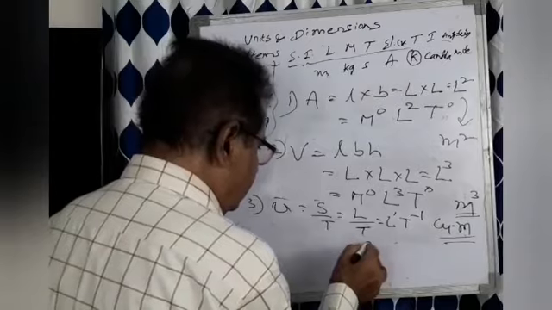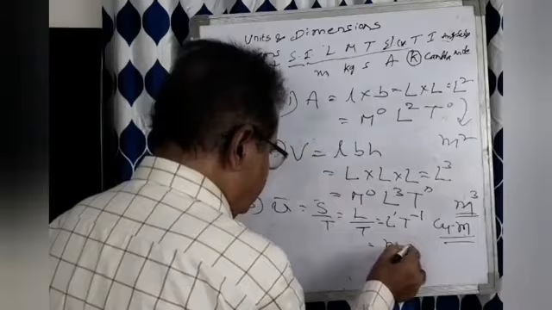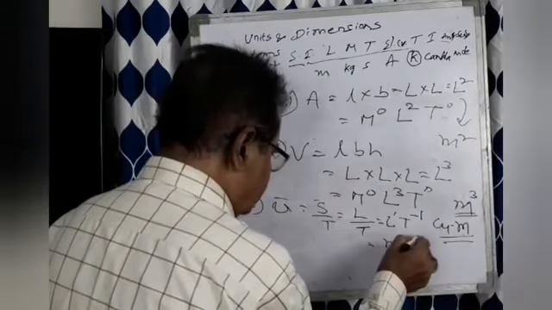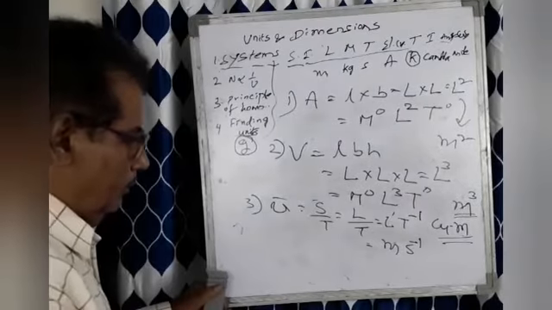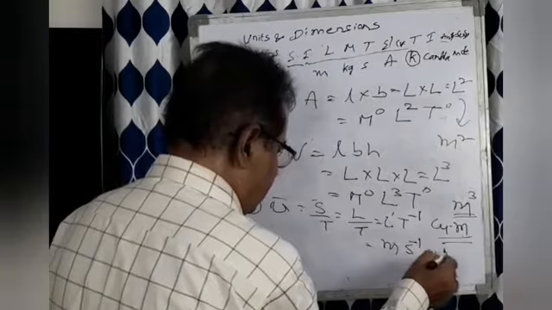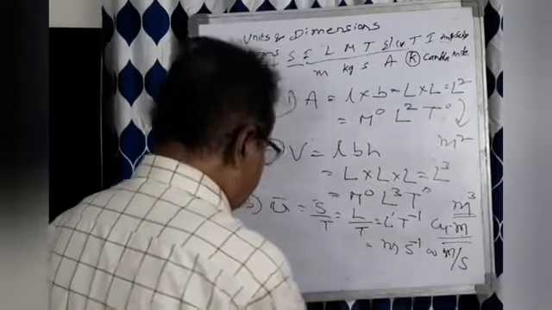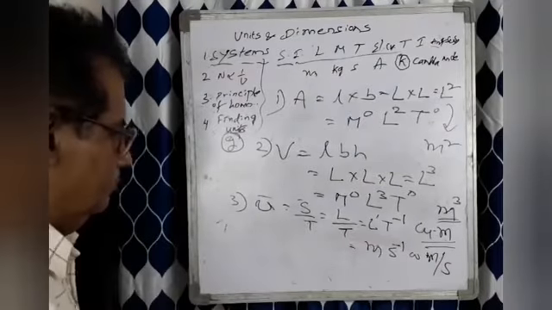So what is the unit of velocity here? L means meter. T power minus 1 means second power minus 1, second inverse. You got meter second inverse, or you can simply say meter per second. We can get the unit of velocity by knowing its dimensions.